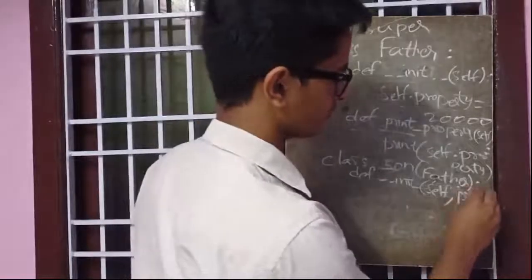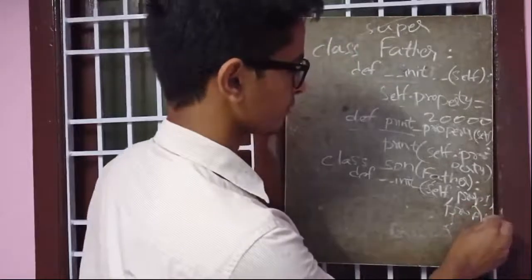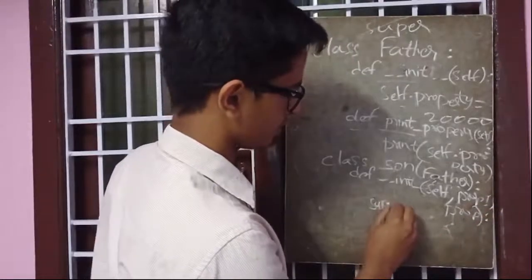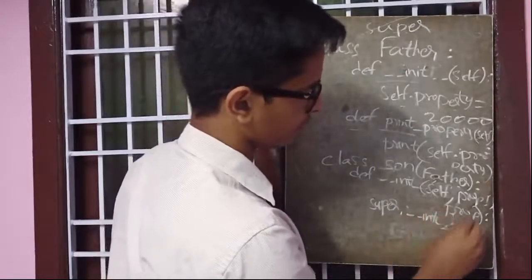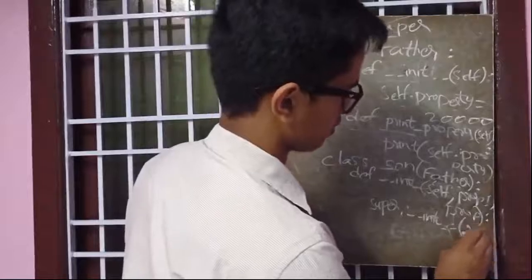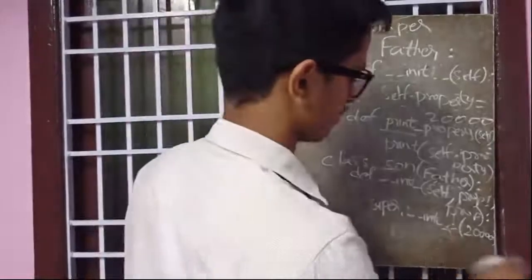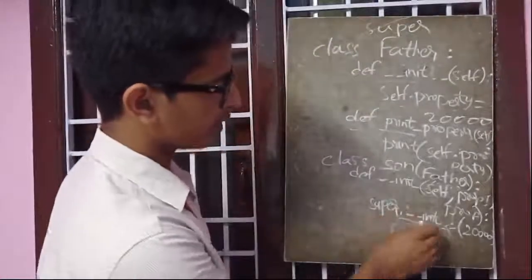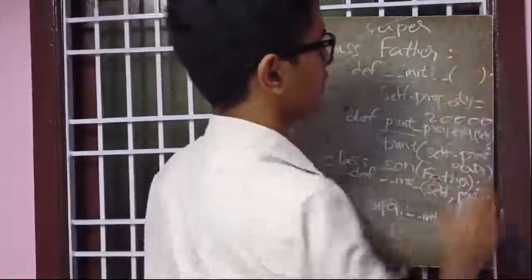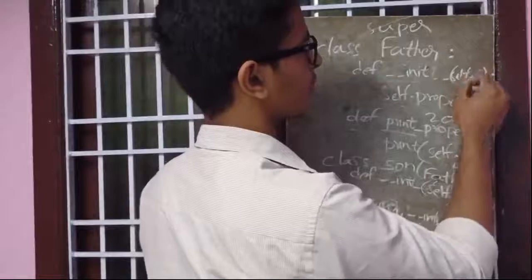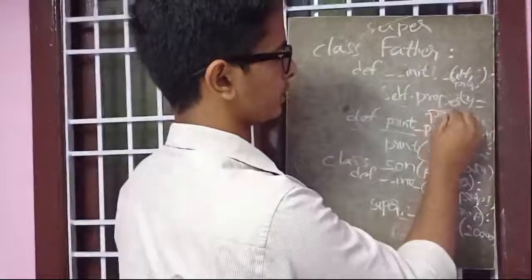self, property1, comma property. super.init of 20,000. See, this super.init method belongs to the parent class. That means the parent, here we get self, comma property. Self.property equal to property.